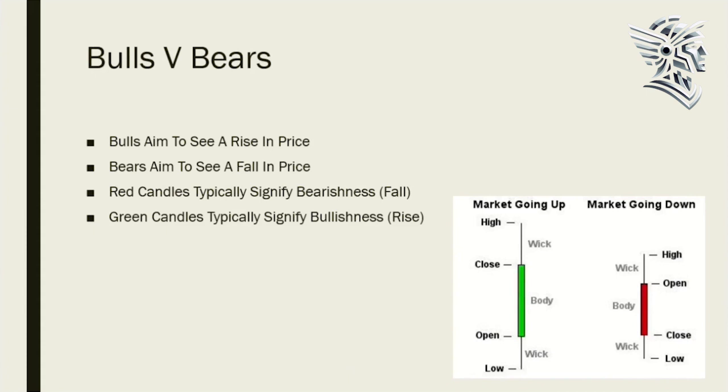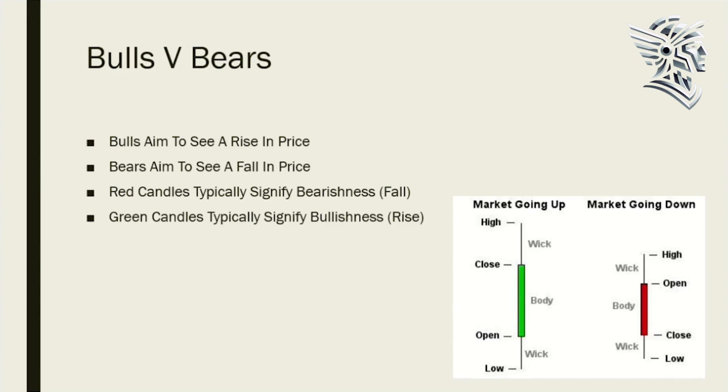So, bulls versus bears. Like I mentioned, we were going to go over this in a second. Bulls just aim to see the market rise in price. Bears aim to see a fall in price. Red candles typically mean bearishness, and green candles typically mean bullishness. It really is that simple.